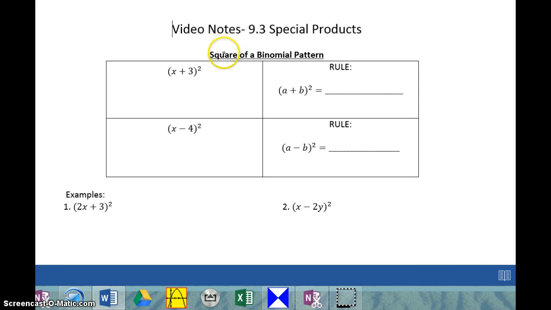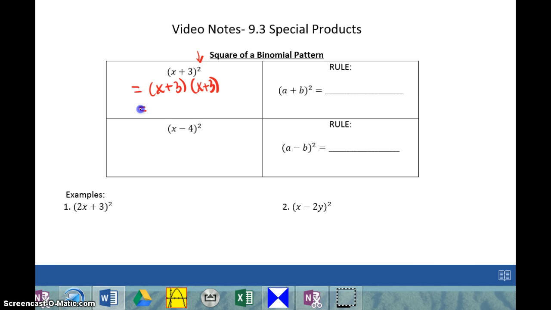So we're going to look at two special types of products. This first one, if you'll notice, it says x plus 3 squared. So that little 2 means we're supposed to multiply it by itself. So the way it's going to look is we're going to say x plus 3 times x plus 3. And then we're going to multiply just like we did yesterday.